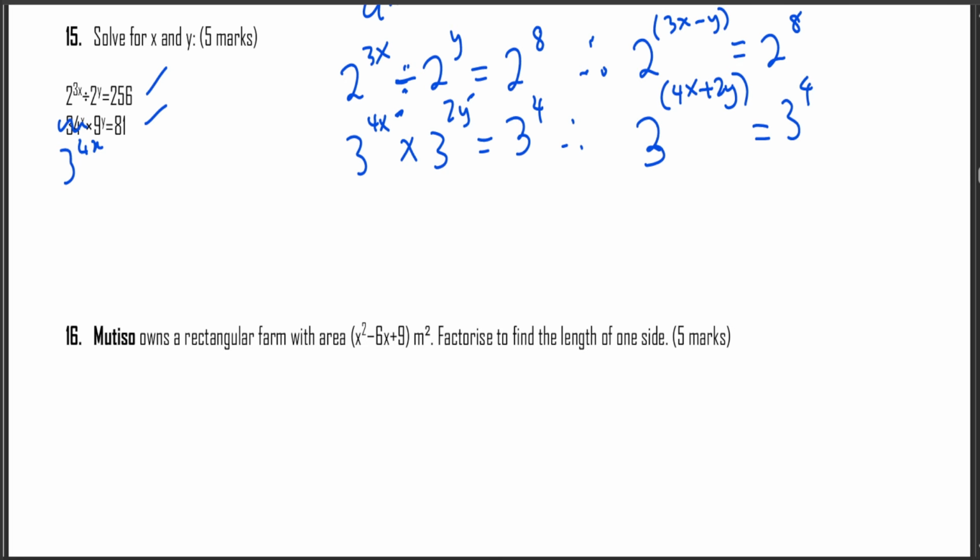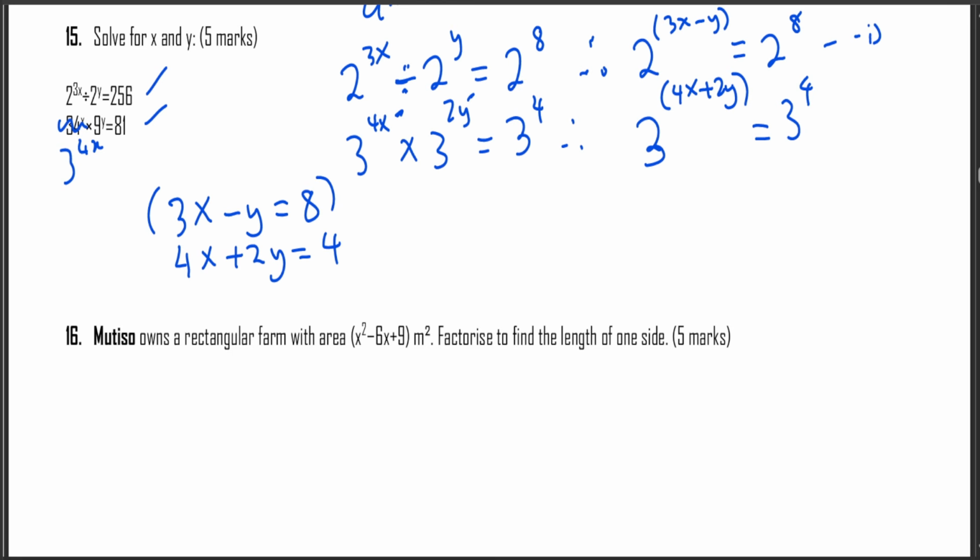Now, if the bases are the same, you just equate the powers. So you take 3x minus y is equal to 8. And the second equation is 4x plus 2y is equal to 4. Now that is the first, and this is the second equation. Now what do you do?